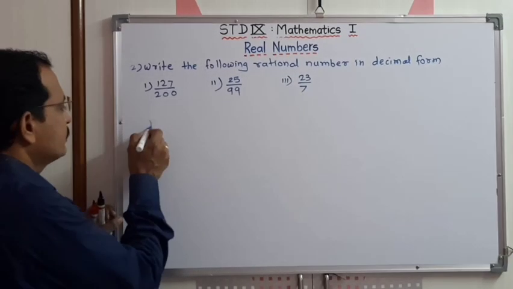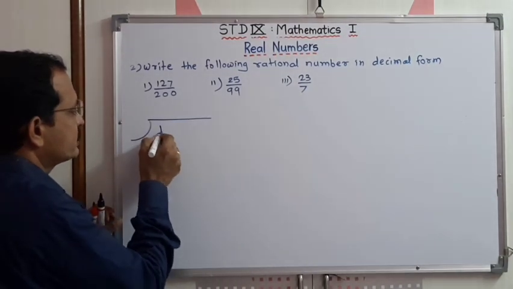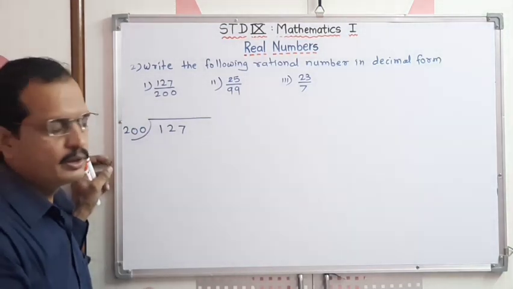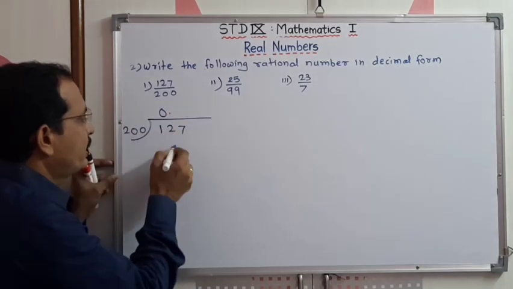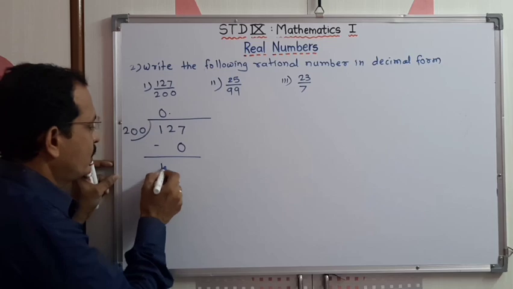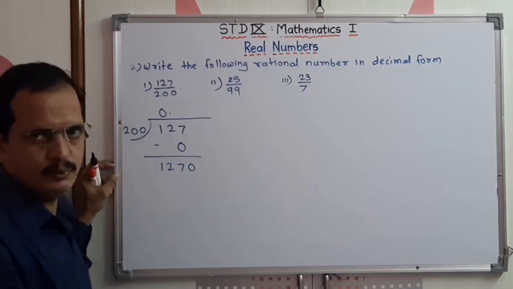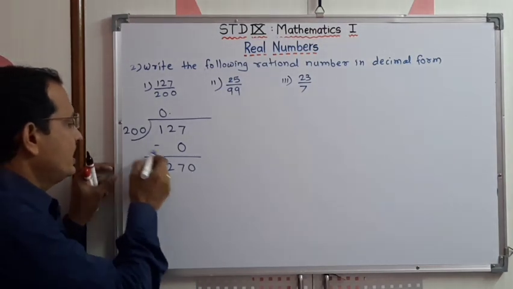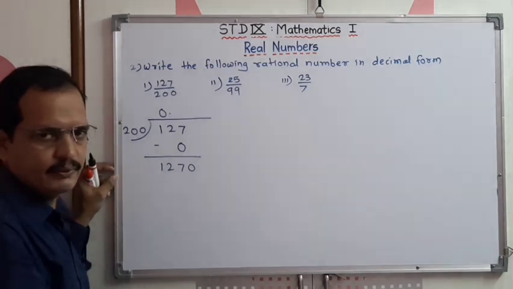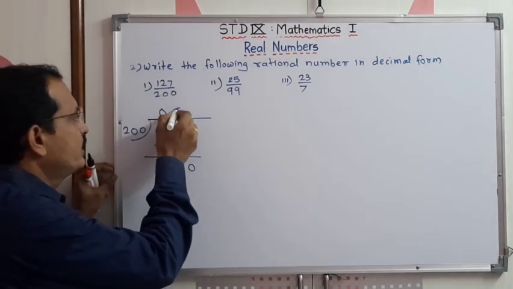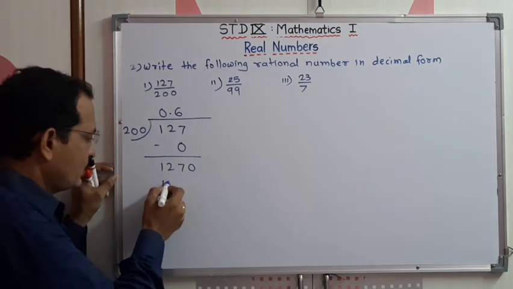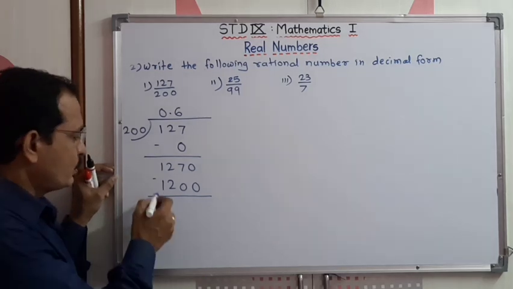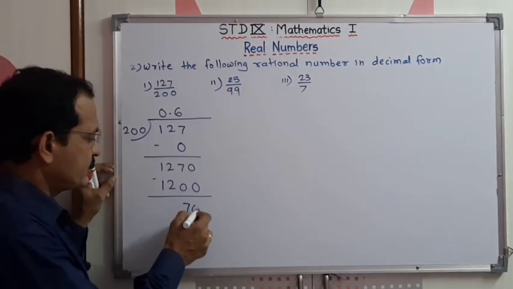Now see the first sum. We have to do the division process. 127 divided by 200. Now for this division, first of all we have to divide by 0. Then it is 1, 2, 7 and 0, because 127 is less than 200. Now see 200 and here it is 1270. Therefore we can divide it with 6. 6 twos are 12. Therefore it is like this. Now 1270 minus 1200, it is 70.